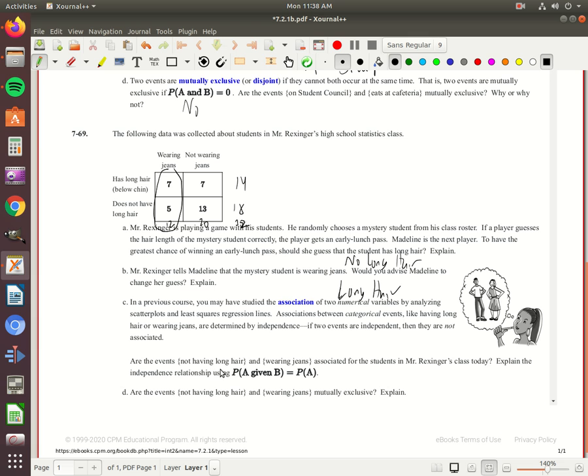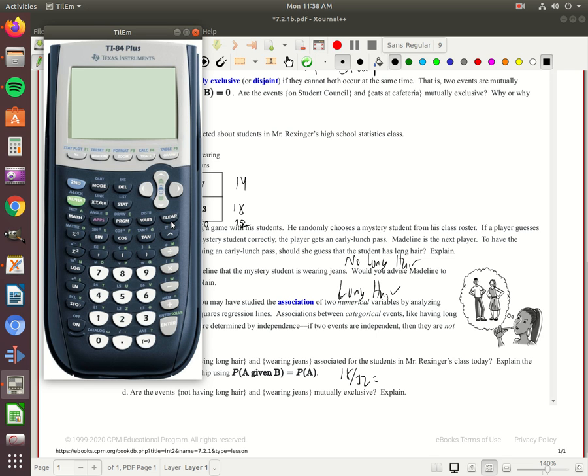So are the events not having long hair and wearing jeans associated? So let's take a look. First of all, again, I'm going to ask everybody, and it doesn't matter which I ask. I can either ask everybody, do you have not long hair, or are you wearing jeans? But then the other is going to become my given. So the first thing is I'll ask everyone, what are the odds of you not having long hair? How many people don't have long hair? And the answer is 18 out of 32. So 18 out of 32 is going to give me 56%.